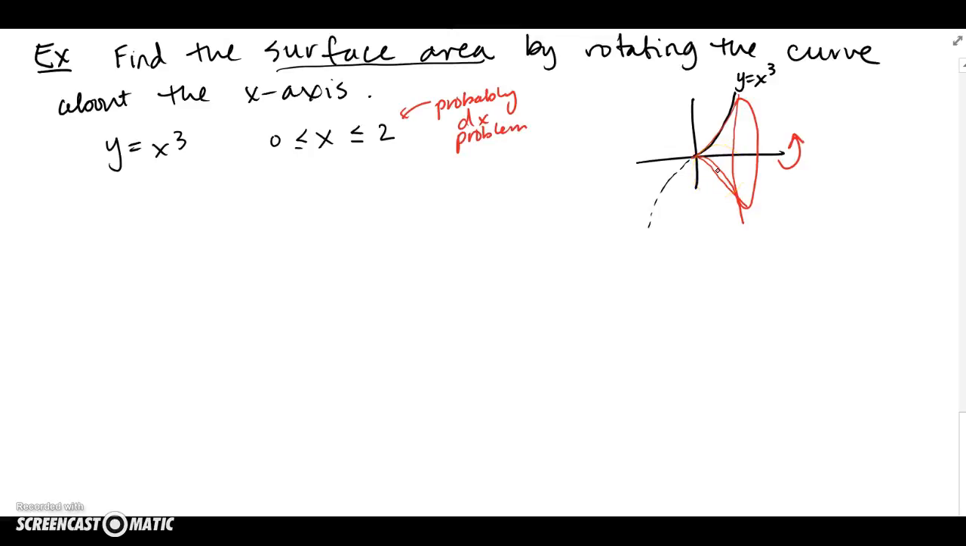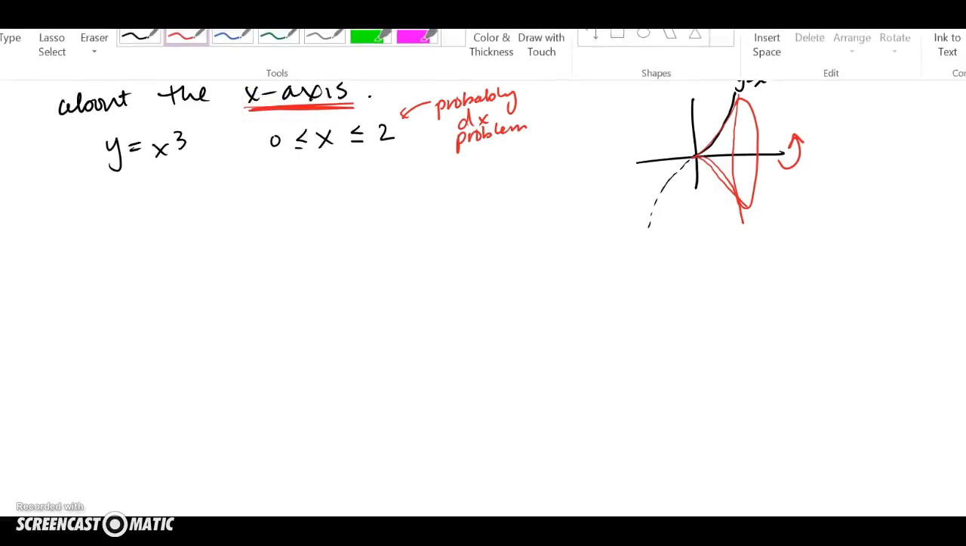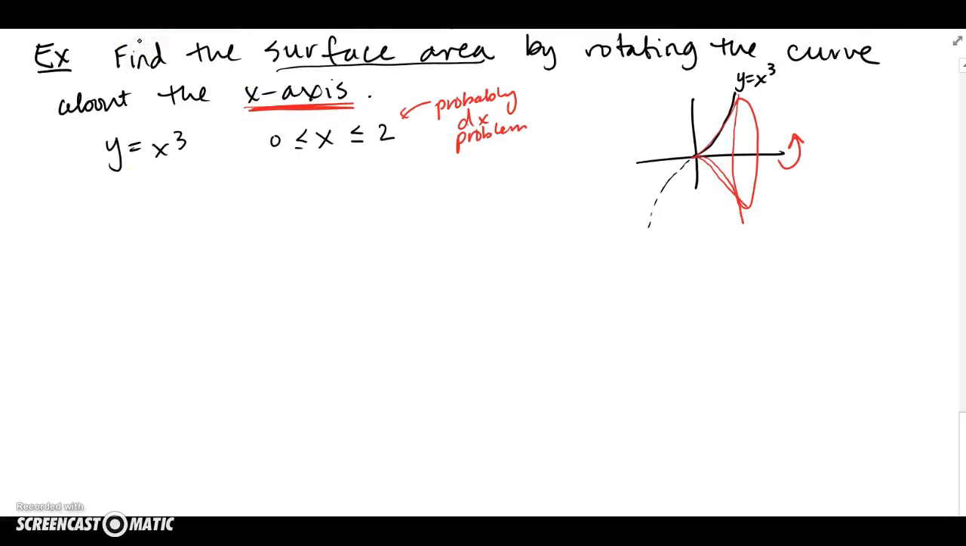Since it's an x-axis rotation, I really don't have a choice but to start with 2 pi y ds. Because it's an x-axis rotation, I must have the 2 pi y business involved. Now I have to look at this and figure out if I want to set up a dx problem or a dy problem. So step 1 is done. It was 2 pi y ds.